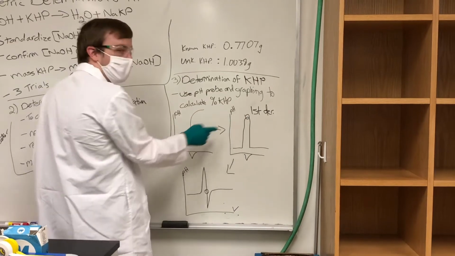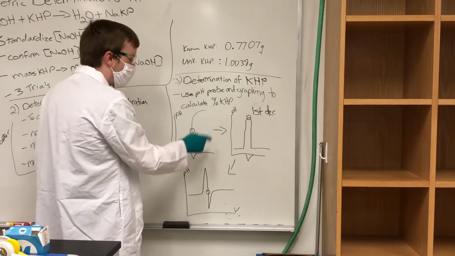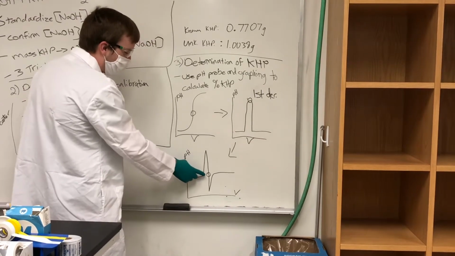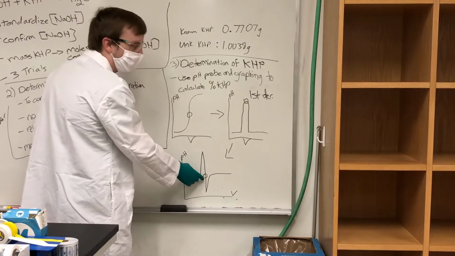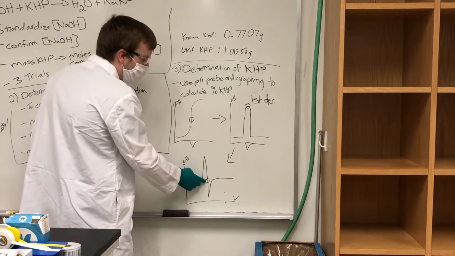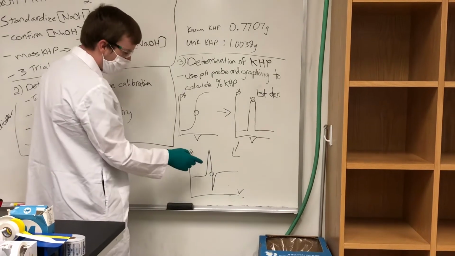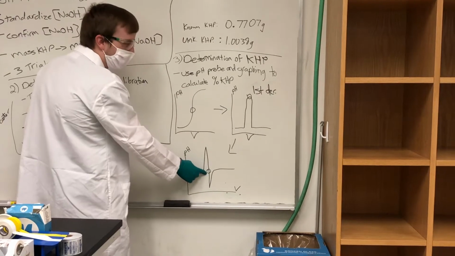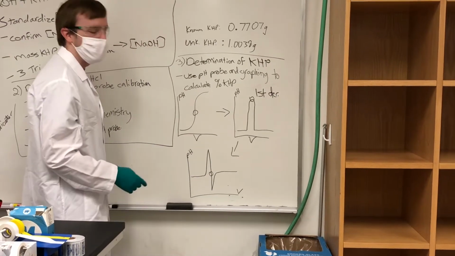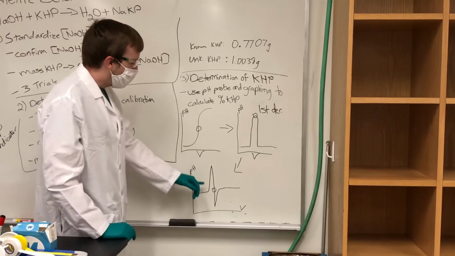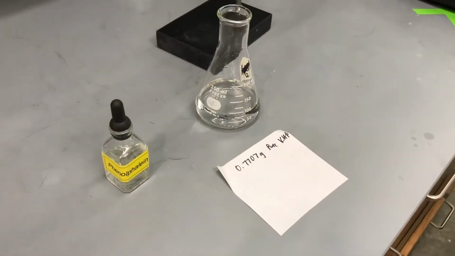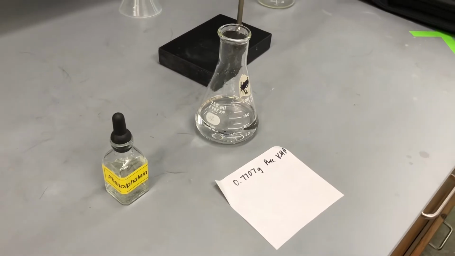You then go from the first derivative to the second derivative, and you'll find that your equivalence point is right here at the zero point. From there, you'll take your second equivalence point here to derive the amount of KHP that is in the unknown. So we're first going to begin with standardizing the sodium hydroxide.